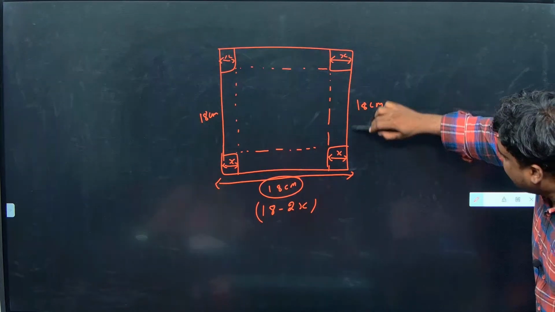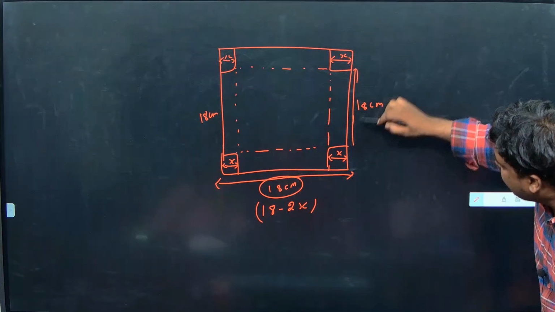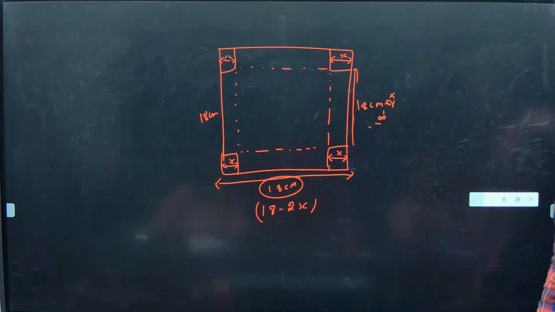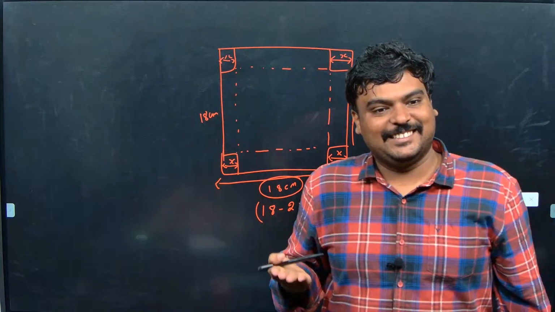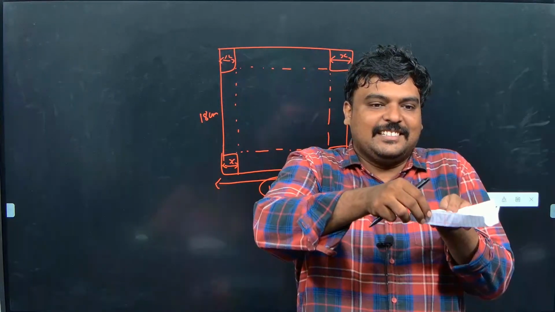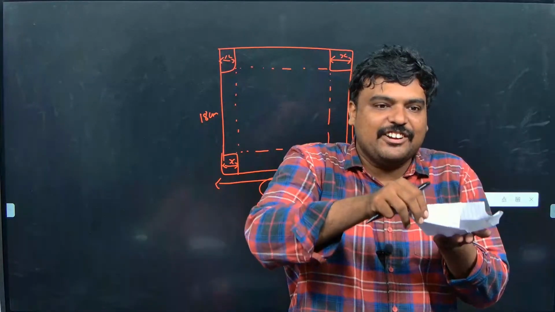Guys, அப்ப இந்த length எவ்வளோடா? அதுவும் 18 minus 2x தான். 18 minus 2x. Guys, what is height? x. வெறும் x தானே. height x தானே. லென்த்ல தான் 2x வந்திருக்கு, ஹைட்ல வெறும் x.